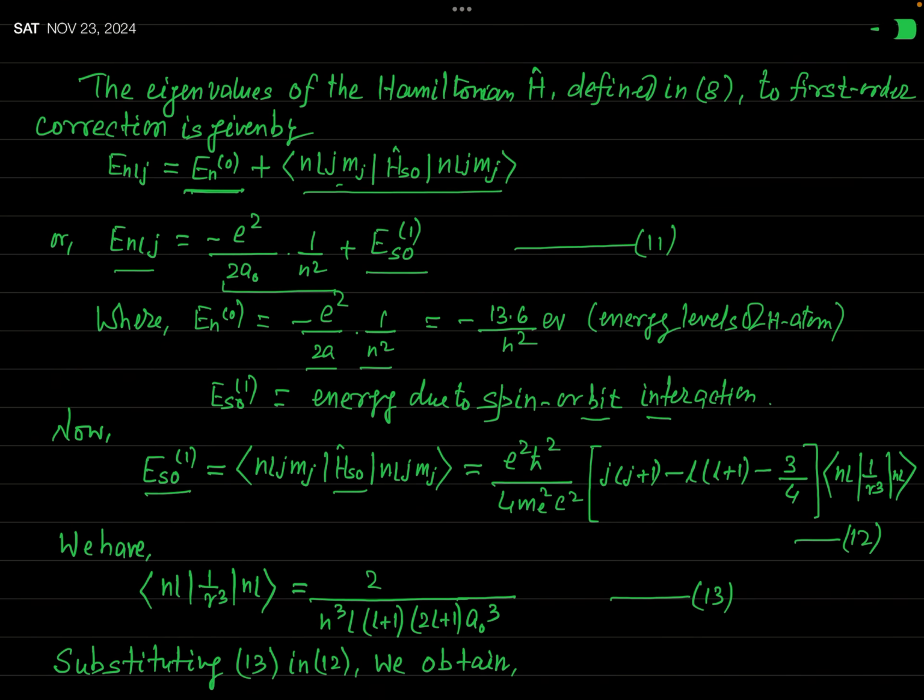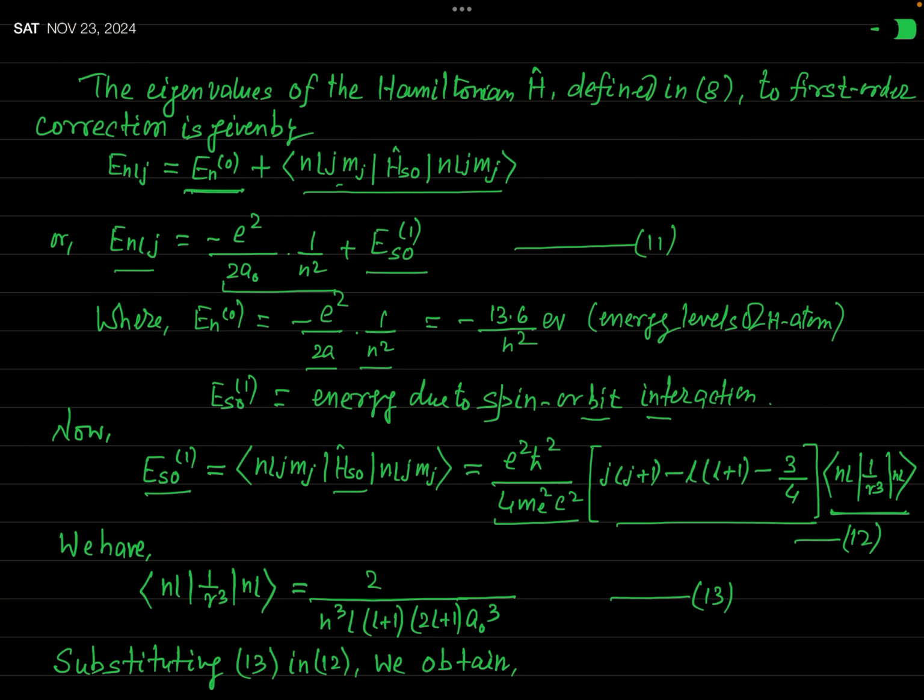When you use that result, the constant factor will be e² ħ² over 4 m_e² c². And the expectation value of S·L is this much times some constant factor which is already included here, and the expectation value of 1 by r³, written like this, with respect to the quantum state nl, is the expectation value of 1 over r³.